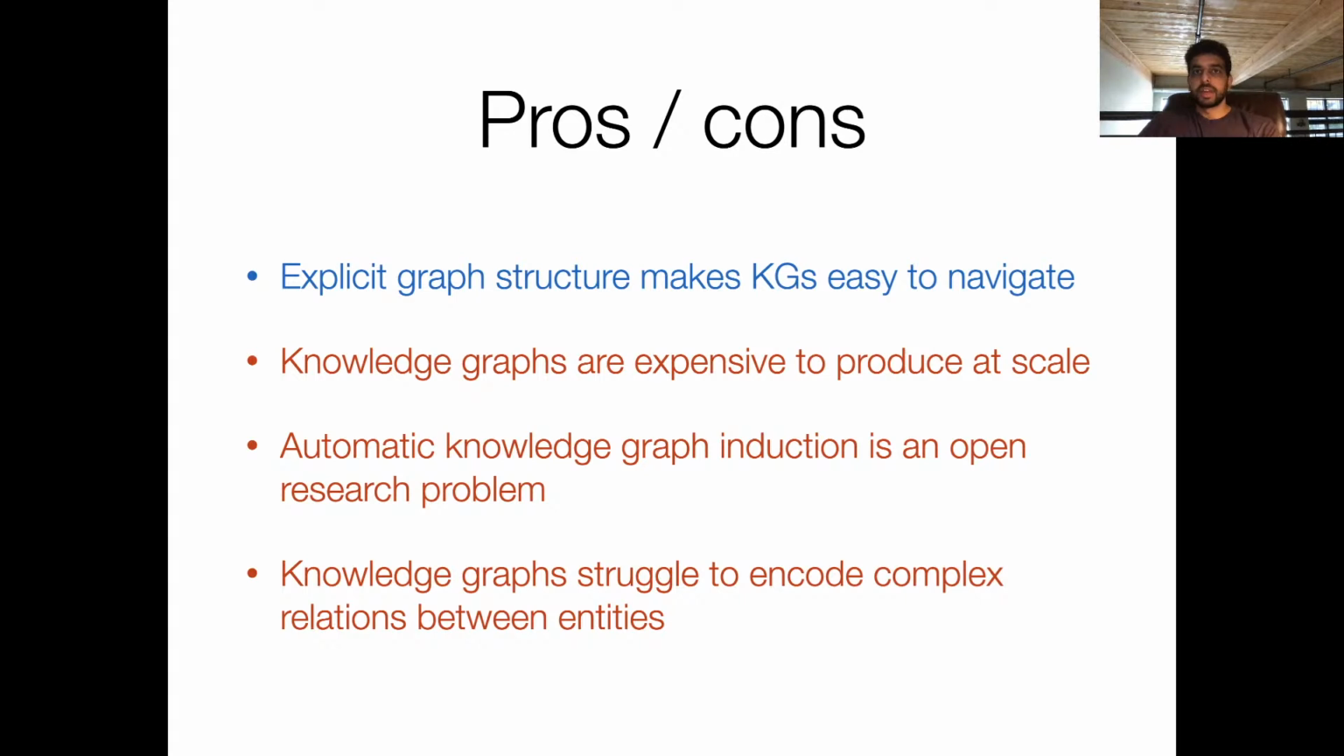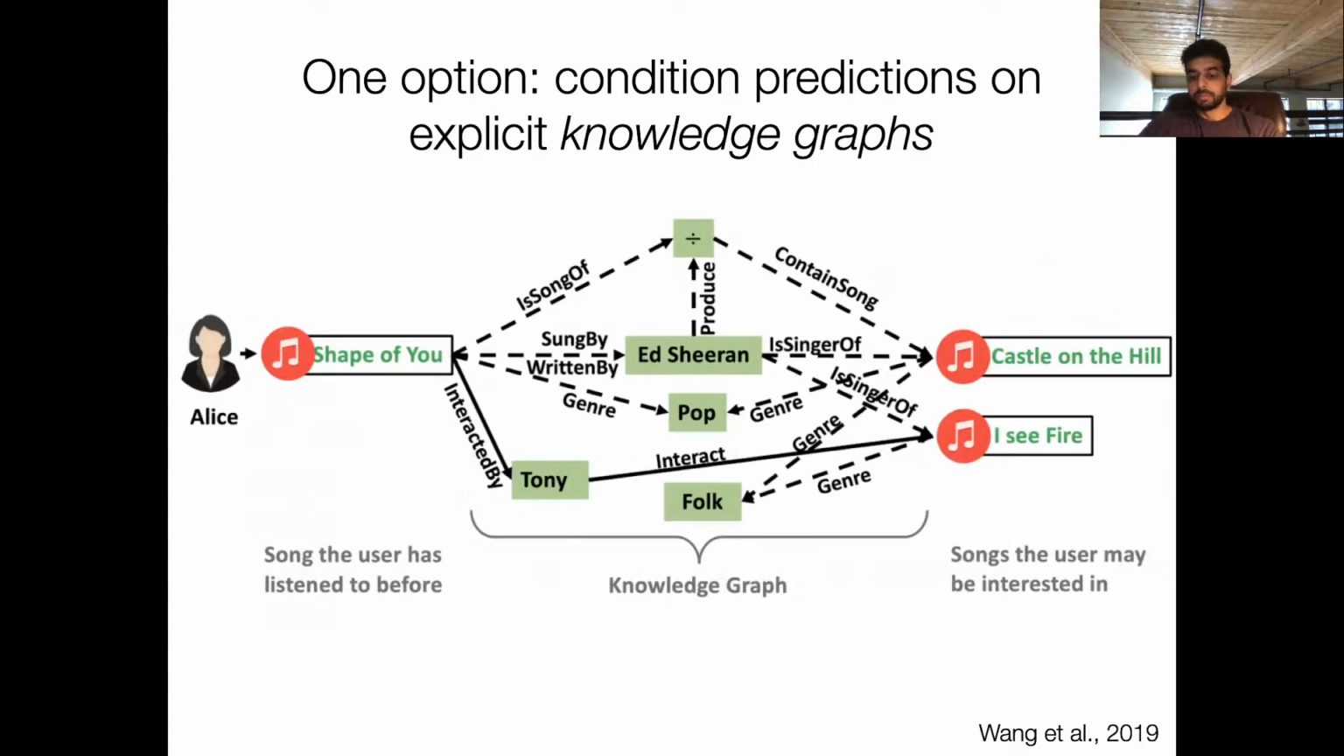Okay, so that's the pros of knowledge graphs: they're easy to traverse once you actually have this structure, but the cons are kind of greater.